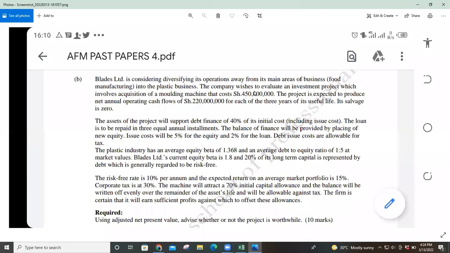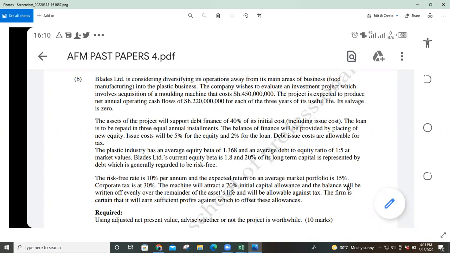Plastics industry has an average equity beta of 1.368. That is the equity beta in plastics, and remember that's what we're concerned with. Currently, we are in food manufacturing, but we are going to invest in plastics, and where we're going to invest, the equity beta is 1.368. The average debt to equity ratio is 1:5. Blades Limited's current equity beta is 1.8. 20% of its long-term capital is represented by debt, which is generally regarded to be risk-free. Risk-free rate of return is 10%, and the expected return on an average market portfolio is 15%.